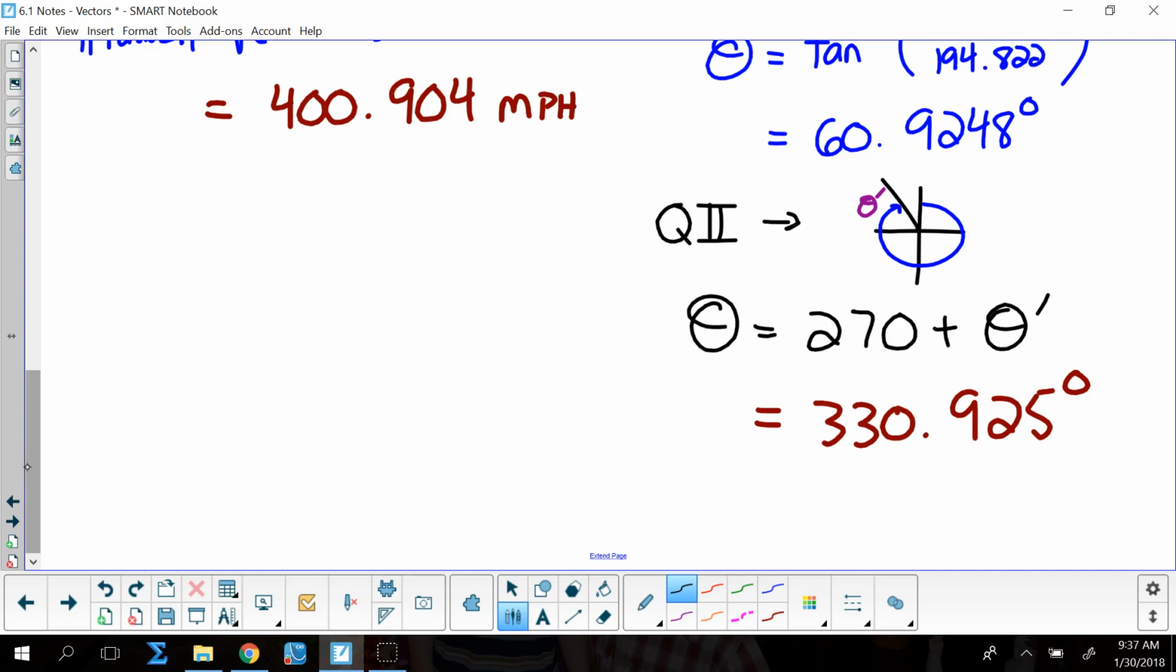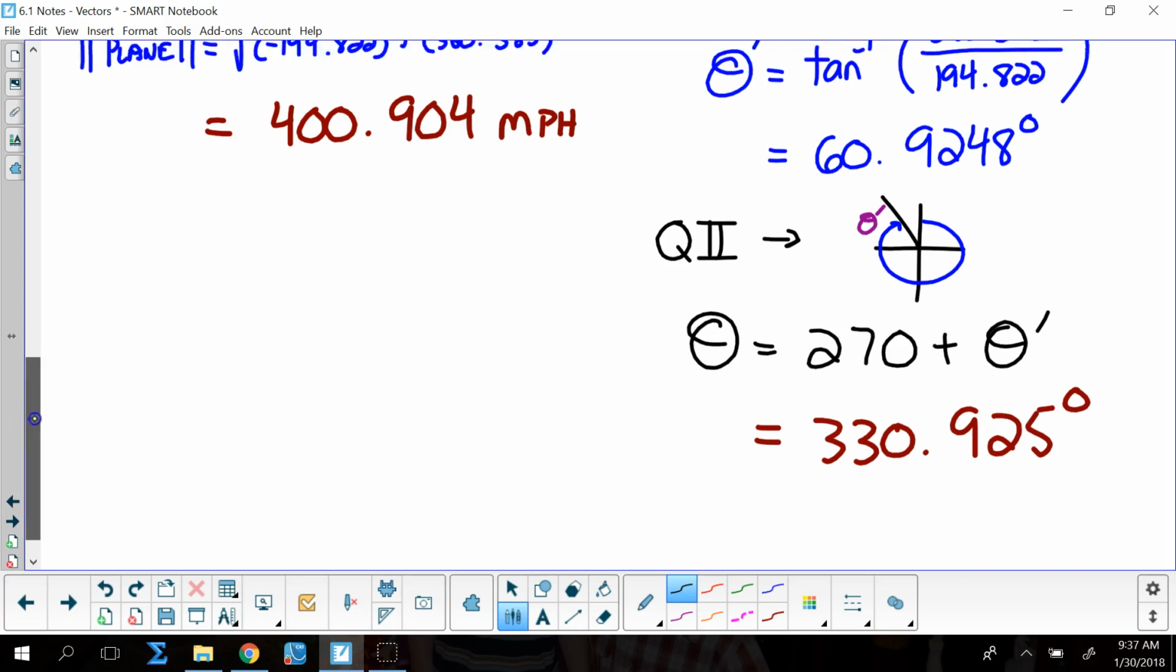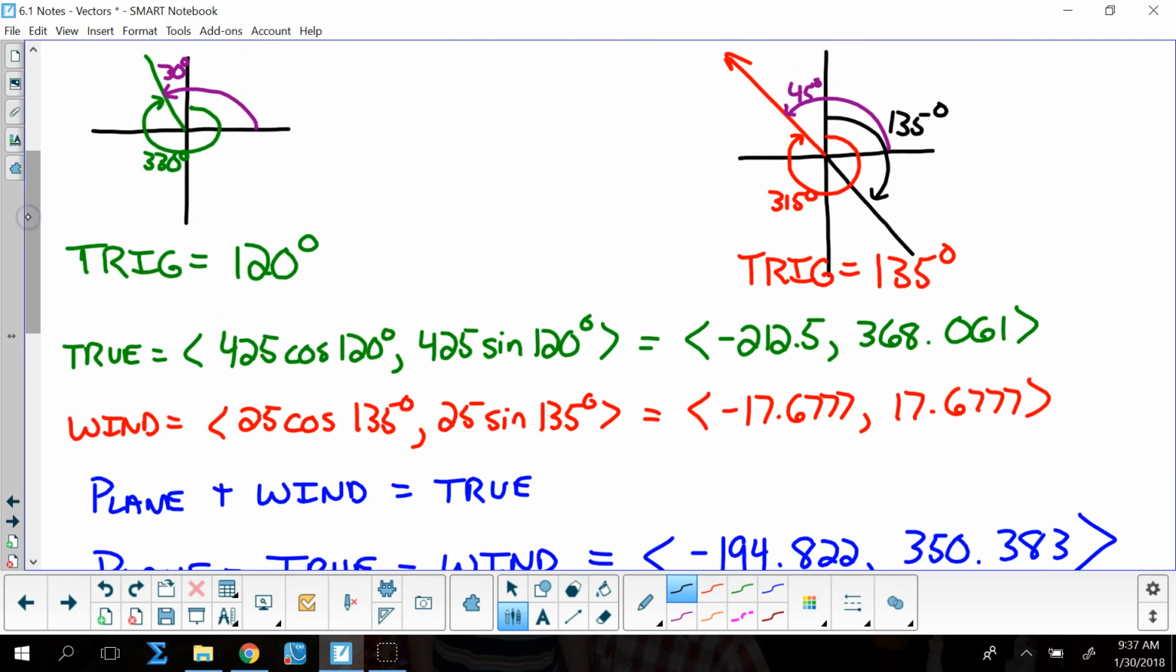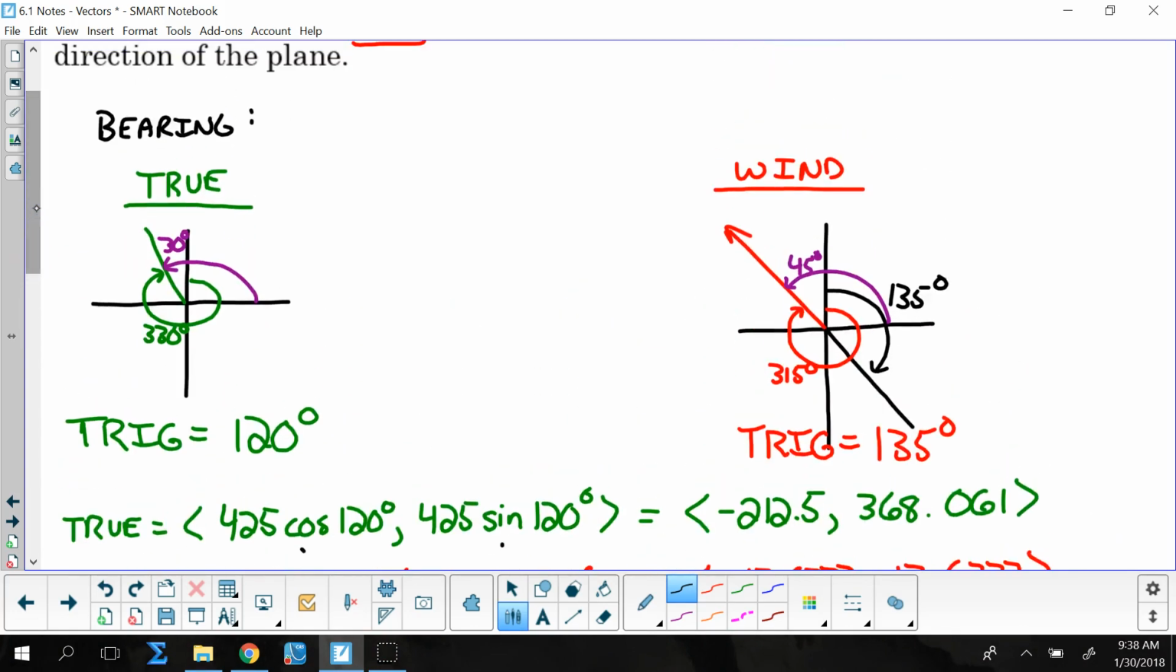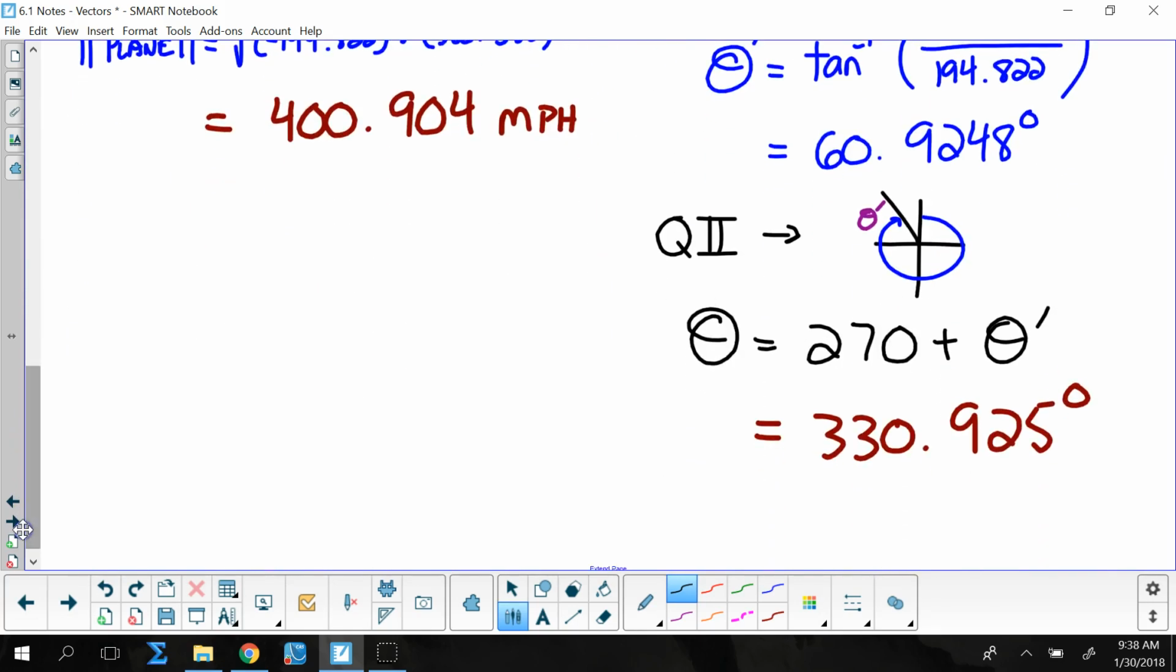Okay? So we use trig up here to find these 4, okay, but we have to switch it from bearing into trig, and then at the end, switch it back into bearing. Okay?